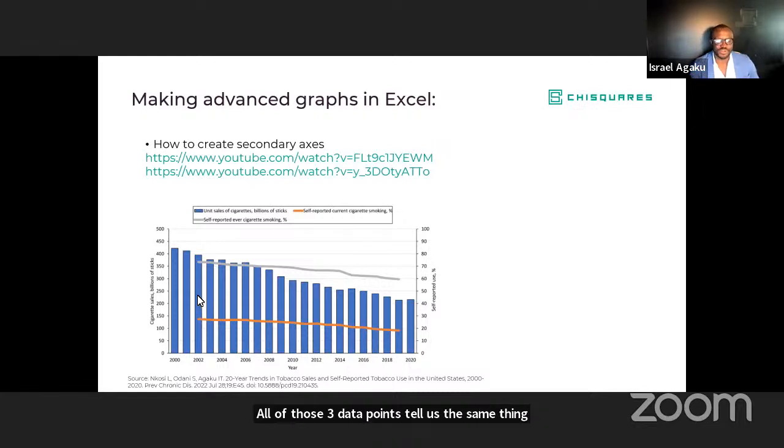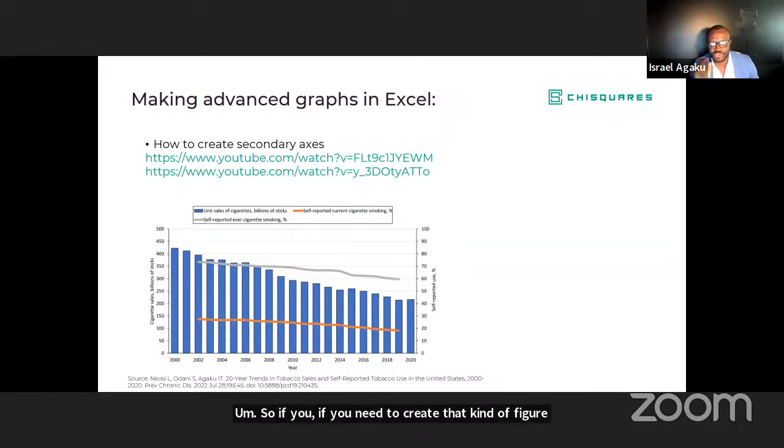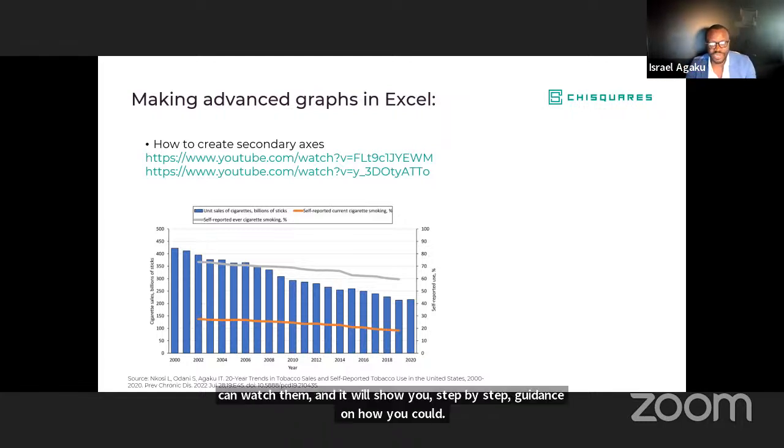So when you have that kind of scenario, a very good figure you could use is this secondary axis, right? So that on the one axis, you have, let's say, percentage, 0 to 100. And then on the other axis, you have the other one, which is like billions of sticks. I've provided these excellent YouTube videos where you can watch to see how you can create each of those charts. They're very short videos. You can watch them and it will show you step-by-step guidance on how you create a figure with a secondary axis.